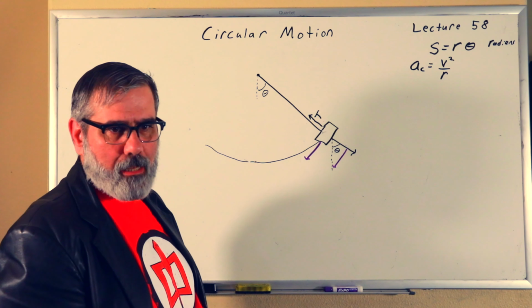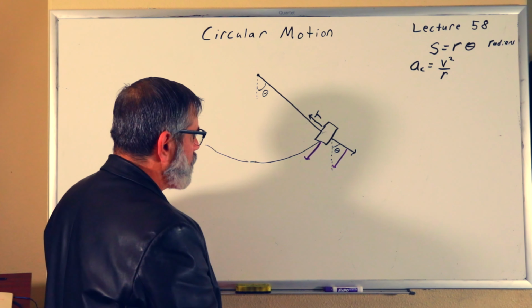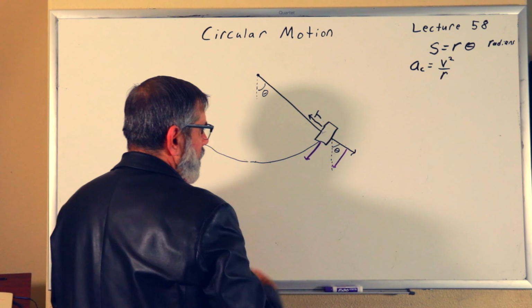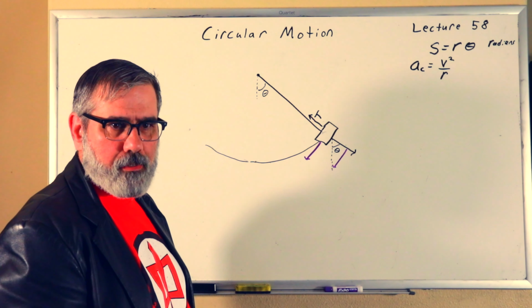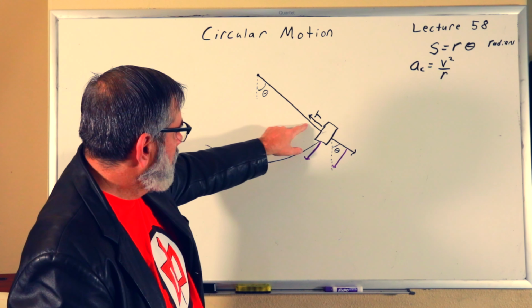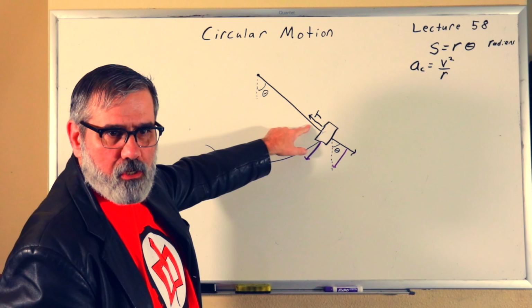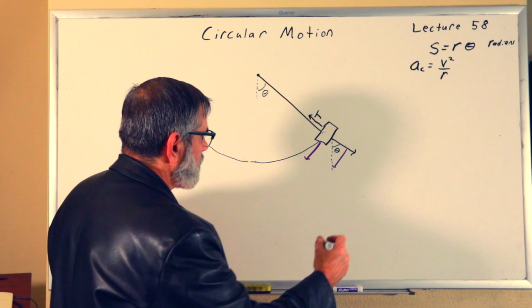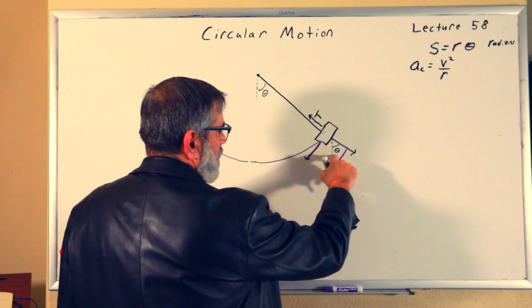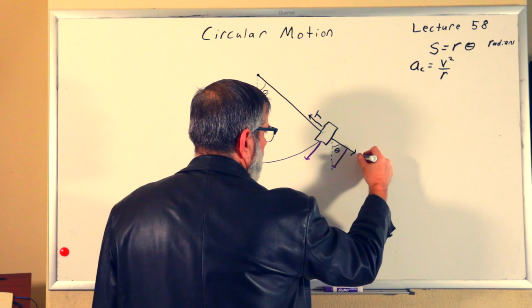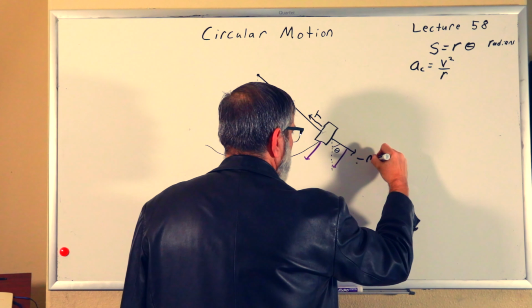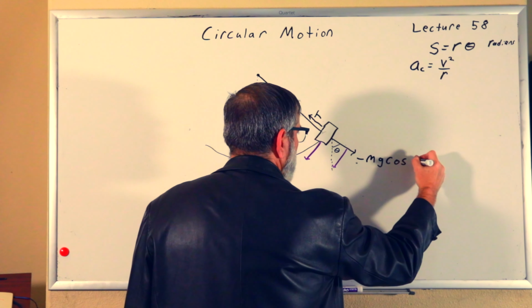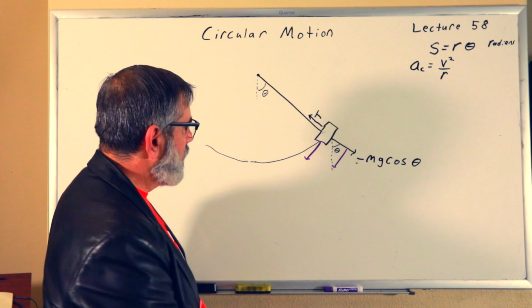Let's look at how gravity acts on it, though. So we'll have two components to the gravity. I've drawn the centripetal component. This is what is counterbalancing the centripetal acceleration caused by the tension in this line. And this is going to be equal to minus mg cosine of theta.